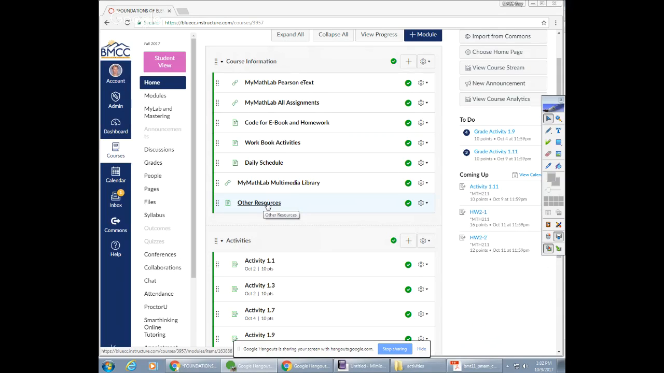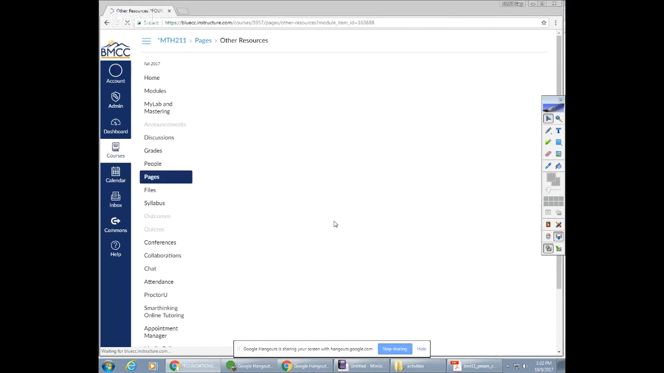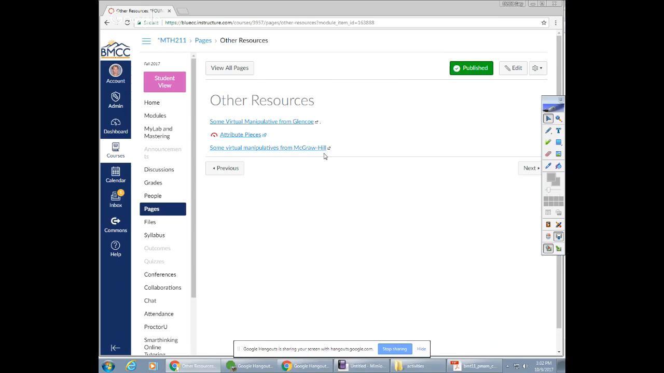I added this page today, and I'll continually add stuff that's not directly related to our book stuff in here. So for example, we have some math toys we're going to play with today. And so I have online versions of those toys here.